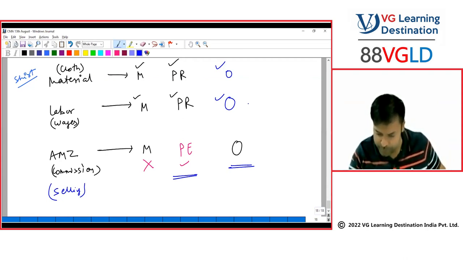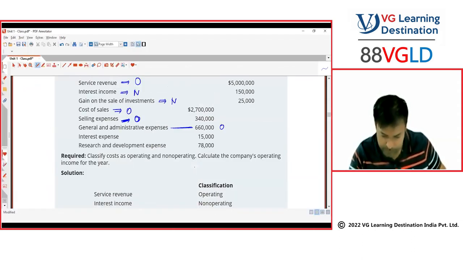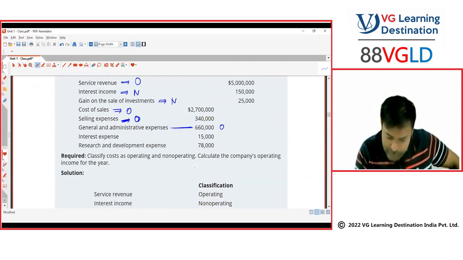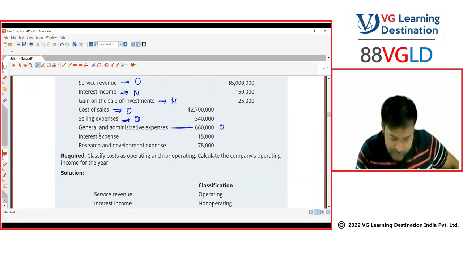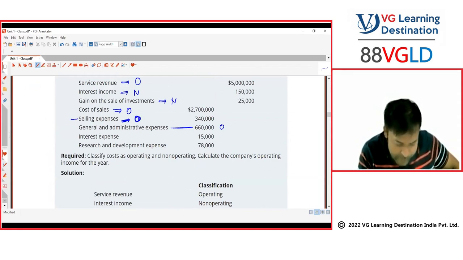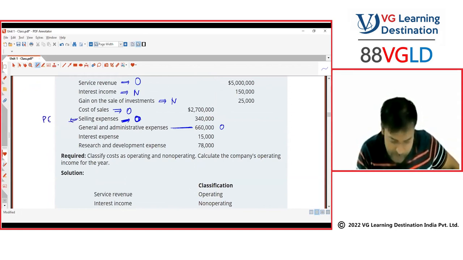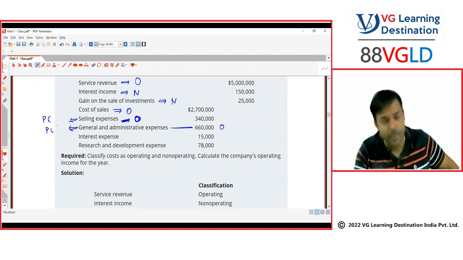Priya, is that okay? Praveen? Okay. Let's go back here again. That's why selling expenditure is going to be operating, guys. So this is going to be period expenditure, but it is going to be operational. Similarly, general and admin is going to be period expenditure, but it is going to be operational.